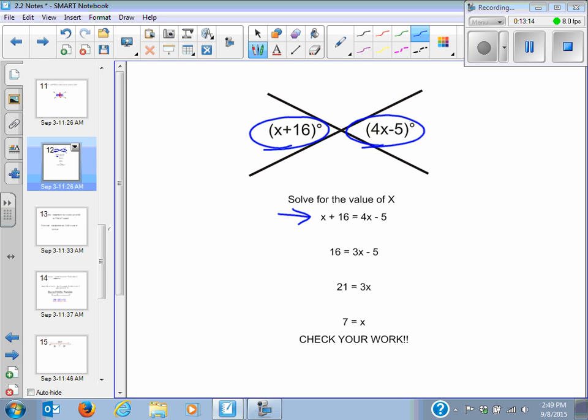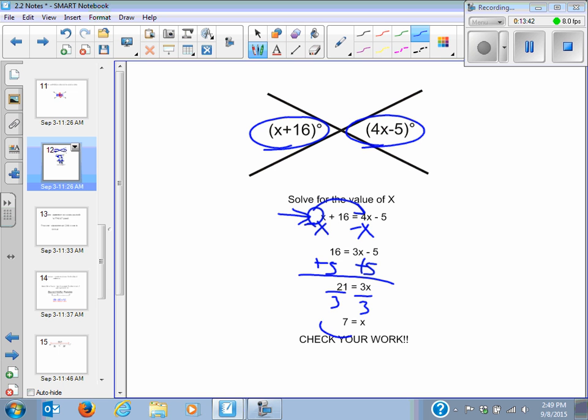Now the rest, what I'm doing is I'm combining like terms. So I want to keep my x positive, so I went ahead and moved this x over to this other side. So I minus x first and minus x, and that's how I got 3x down here. I then added 5 to both sides, and that's how I got 21 equals that 3x. Divide by 3, divide by 3, and I get that x equals 7.